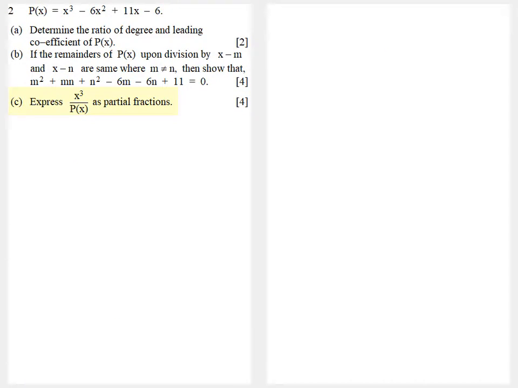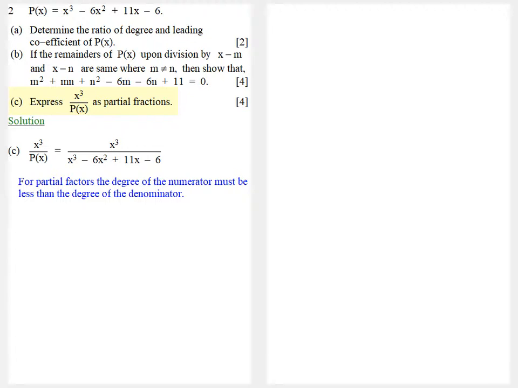Now in part C, we were asked to express x cubed over p of x as partial fractions. So we have x cubed over p of x is equal to x cubed over x cubed minus 6x squared plus 11x minus 6. But to divide something into partial fractions, the degree of the top, the numerator, must be less than the degree of the denominator on the bottom. Now we can do this by division, but I'm going to use a different method.